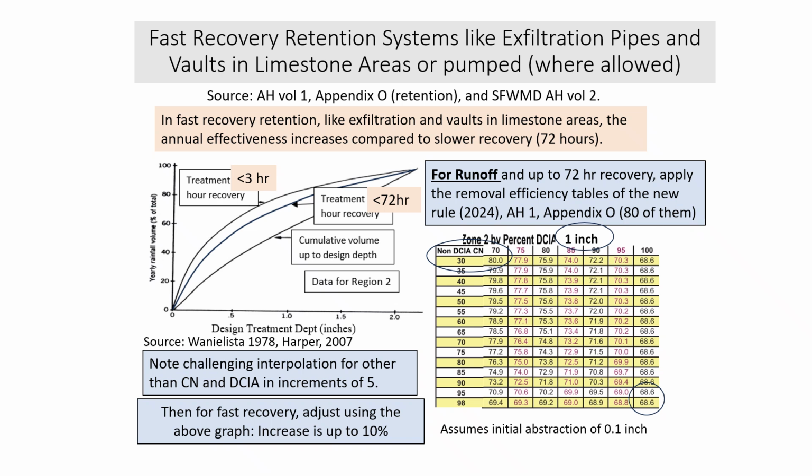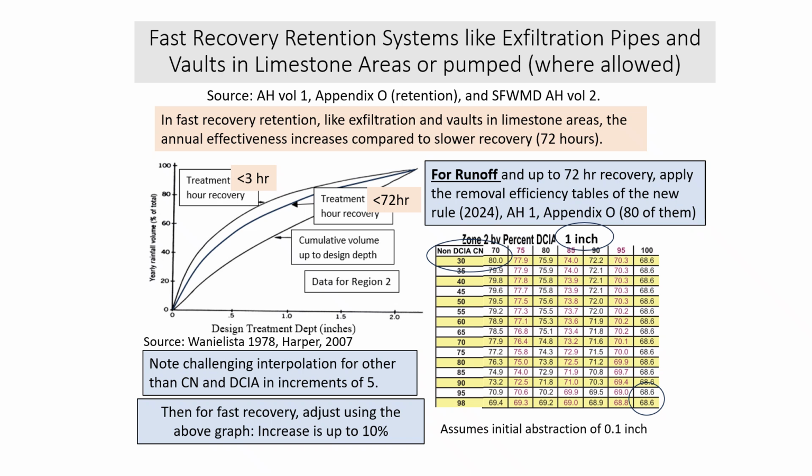Then, for these fast recovery systems, you adjust that initial calculation based on research, like that published by Wanielista in 1978 and Harper in 2007, who compared the annual capture of runoff as a function of storage volume. We see that faster recovery significantly improves performance. The graph referenced indicates that for recovery times less than 3 hours, compared to 72 hours, there's an increase in effectiveness of up to 10%.